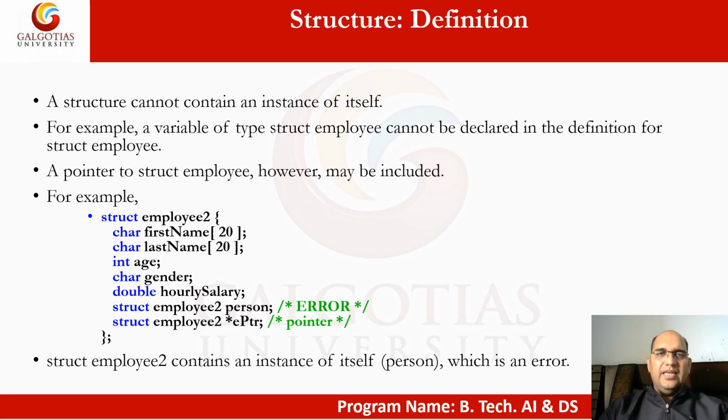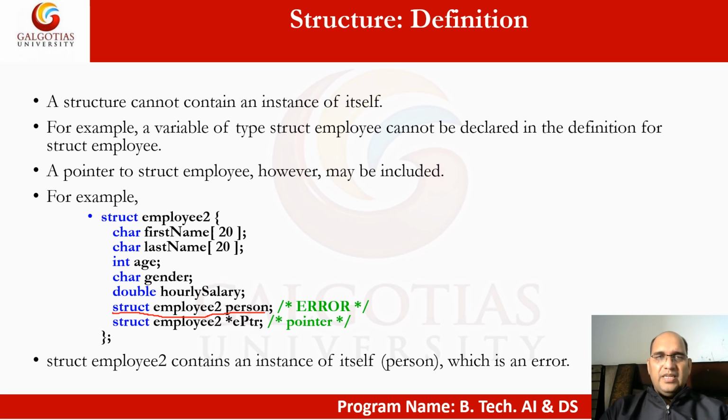And second, it says, but you can have a pointer variable of that particular struct type. So I will try to explain what that means. If you see this particular structure, it is struct employee 2, right? And in this struct employee 2, I am trying to create an instance. How will you create the instance? You write struct, then the structure name, and then a variable, person. So I am trying to create an instance of struct employee 2, and I want to name it person.